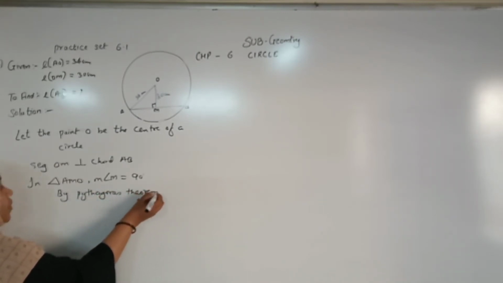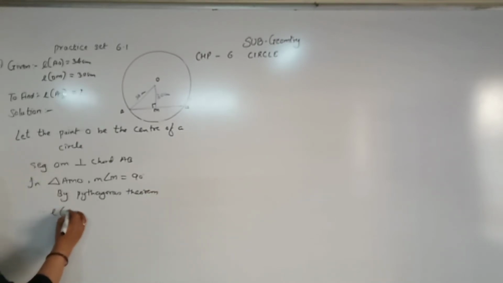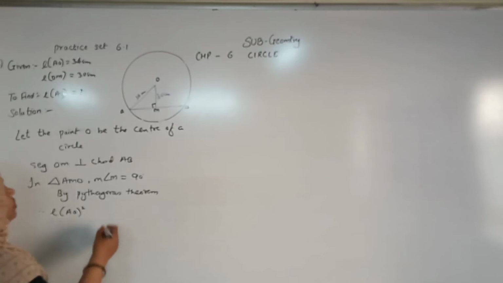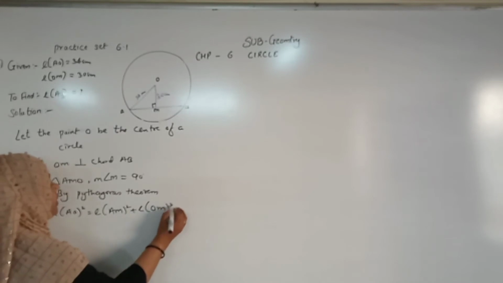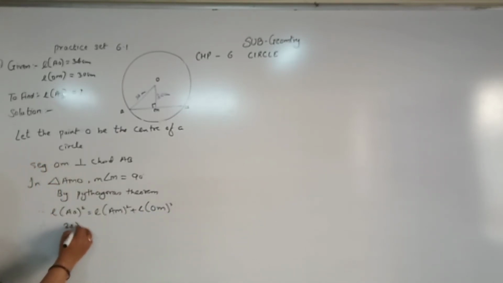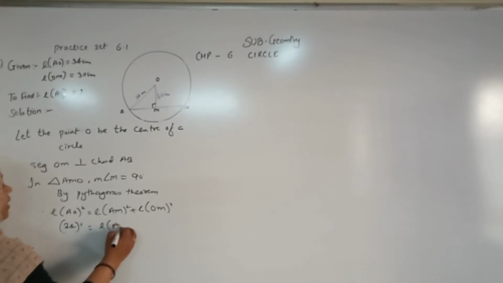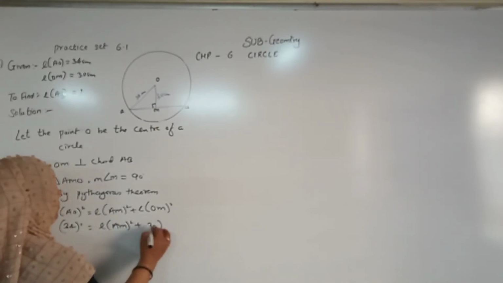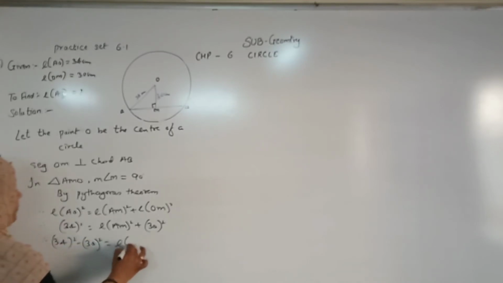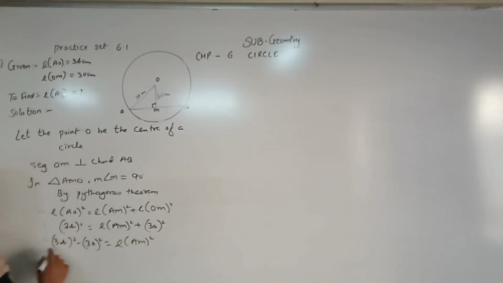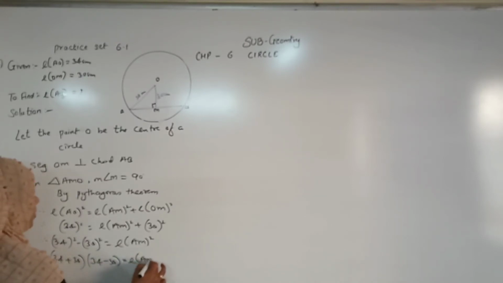Pythagoras theorem. Okay. So what is the Pythagoras theorem law? Hypotenuse square, AO square equals length of AM square plus length of OM square. So AO I have, 34 square. Length AM I don't have. Length OM I have, 30 square. You can do like this, or you can take all the numbers one side and the term one side. So I will go 34 square minus 30 square equals length of AM square.